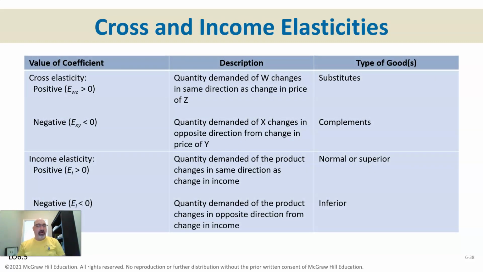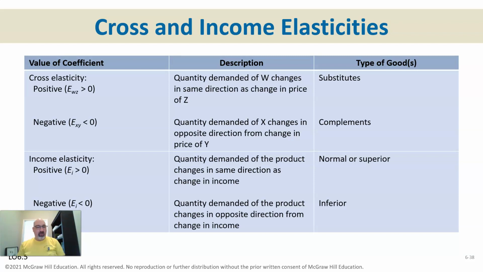Cross elasticity, if it's positive, quantity demanded of X changes in the same direction as change in price of Y, so they're substitutes. If it's negative, quantity demanded of X changes in the opposite direction from a change in price of Y, and they're complements. Income elasticity, if it's positive, quantity demanded of the product changes in the same direction as the change in income.